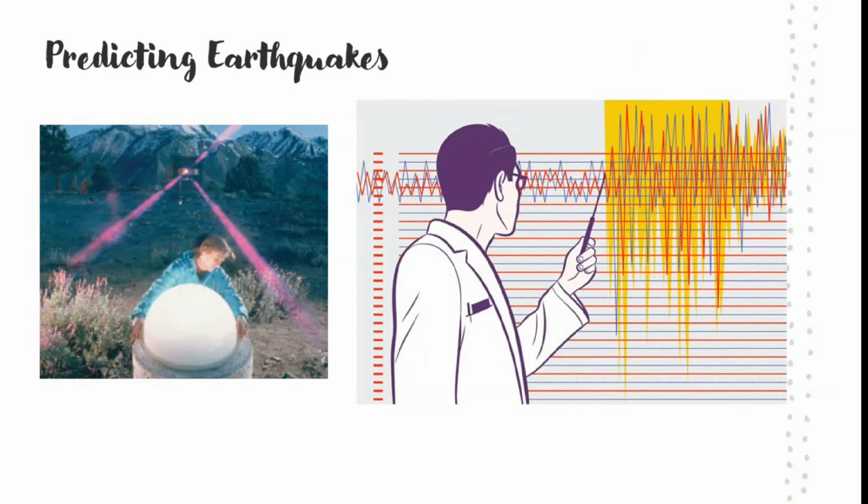Changes in groundwater level, or in electrical properties of rocks under stress, have been measured by some scientists. Now, a major problem is that no single change in Earth occurs for all earthquakes. Each earthquake is unique.